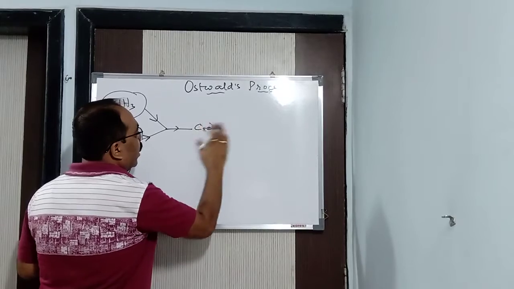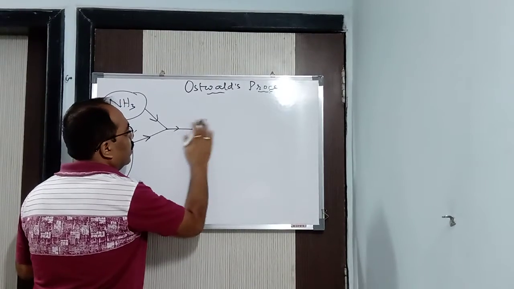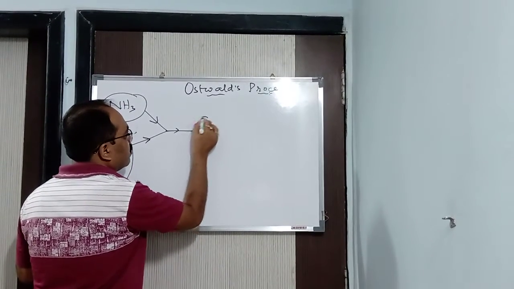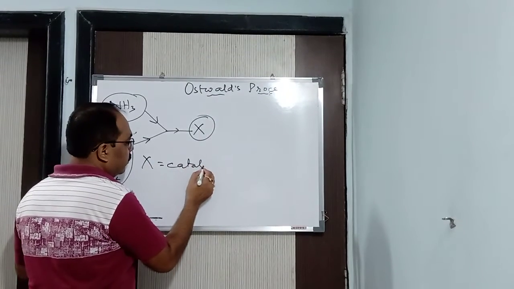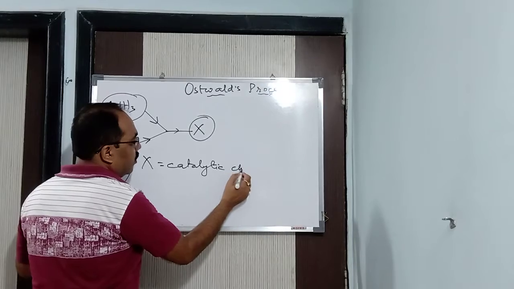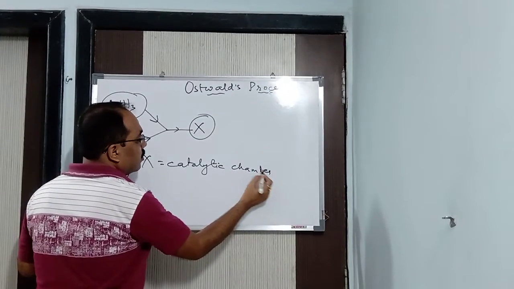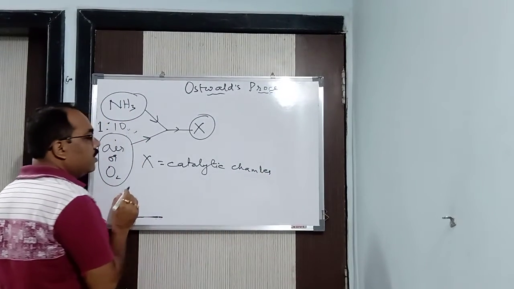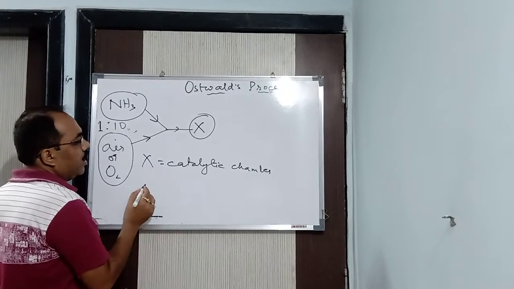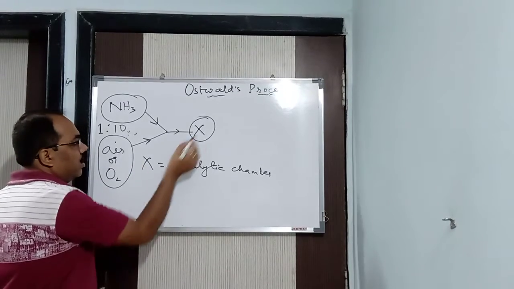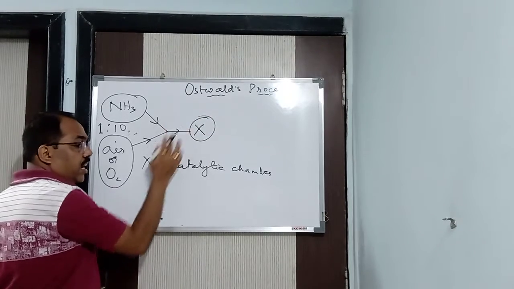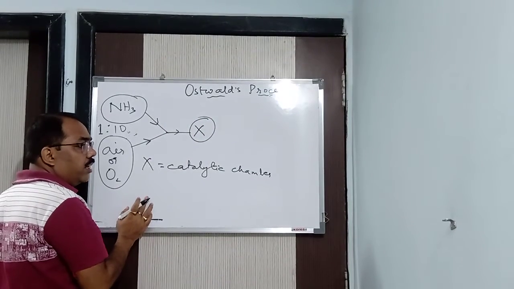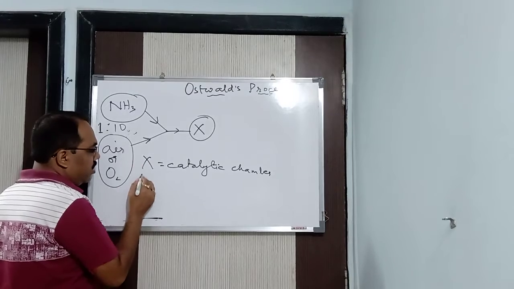So what we will do is first move to the catalytic chamber. I don't have the space here, so let me write it here as X. Here X means the catalytic chamber, or catalytic tower, or whatever it is. So in the catalytic chamber, what is going to happen? See the reaction. Here I have taken a catalyst which is electrically heated, and the temperature is maintained at 700 to 800 degrees centigrade.